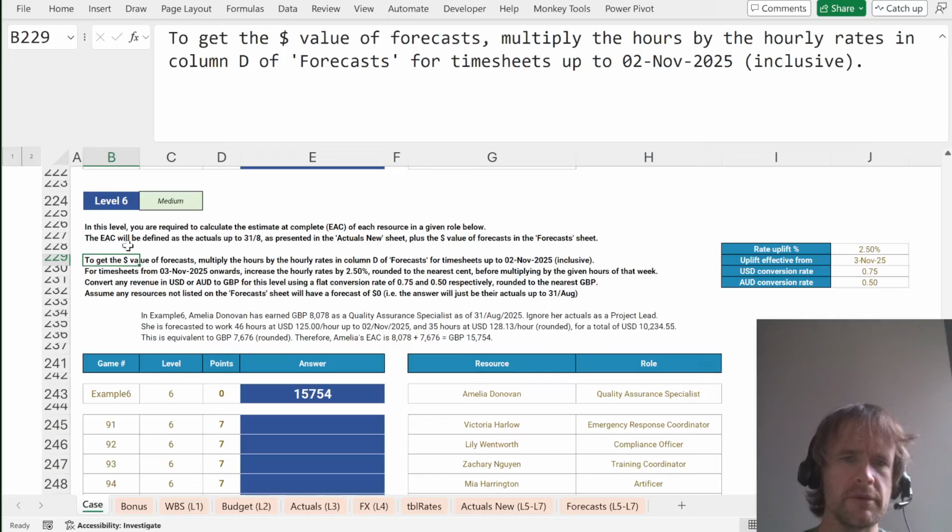Convert any revenue in USD or AUD to, okay, so it is to GBP, fine. So that's just a typo, I guess. For this level, using the flat conversion rate of 0.75 and 0.5, rounded to the nearest GBP. Assume any resources not listed in the forecast sheet will have a forecast of 0. Fine.